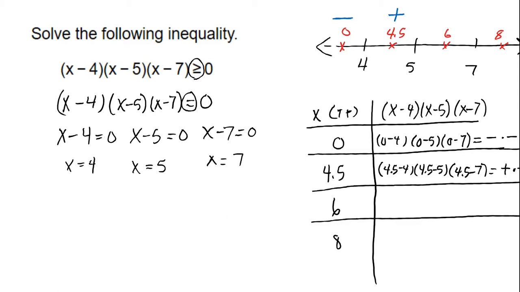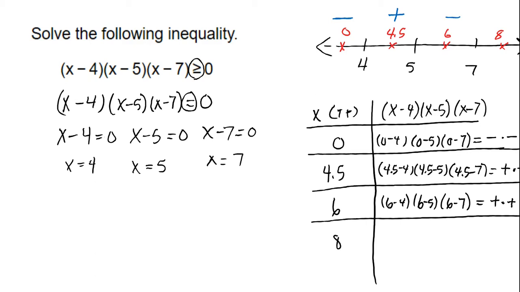And we'll test the next interval. 6 minus 4 times 6 minus 5 times 6 minus 7. 6 minus 4 is a positive. 6 minus 5 is a positive. And 6 minus 7 will be a negative. Positive times a negative is a negative. So in this interval, from 5 to 7, our expression is negative.